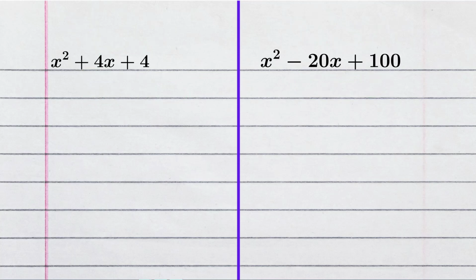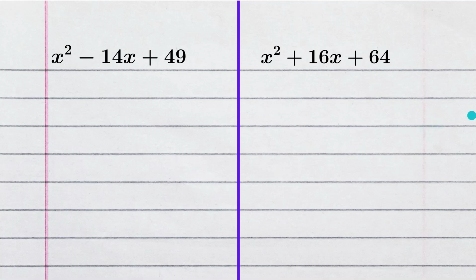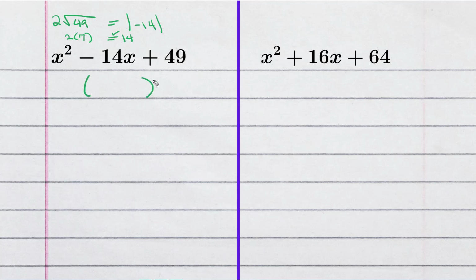Two more just like this. Again, we're going to check, is 2 times the square root of 49 equal to the absolute value of negative 14? 2 times 7 is equal to 14, and that is true. So that means I can factor it using the shortcut method of x, this middle sign, you take 14 divided by 2, and that gives you 7, and then that's your factoring.